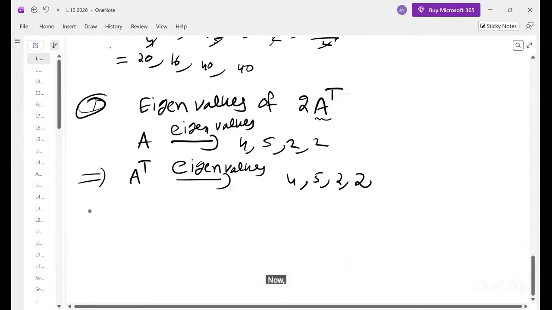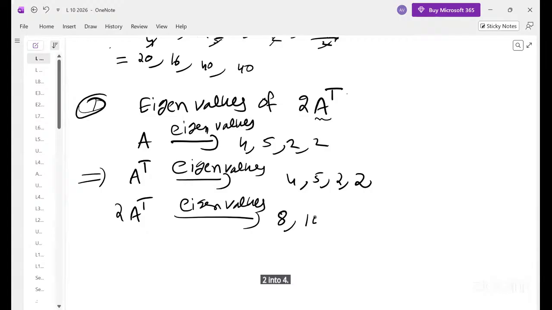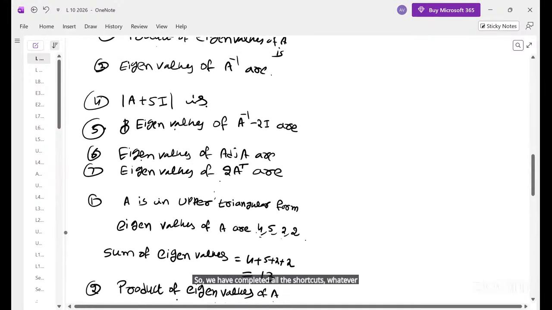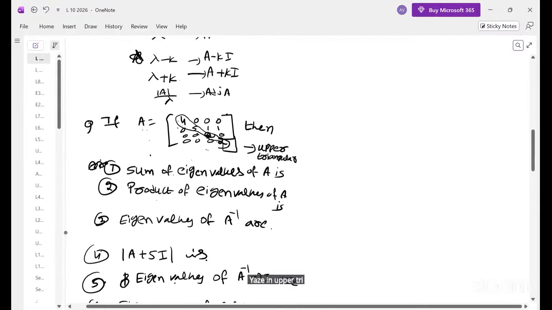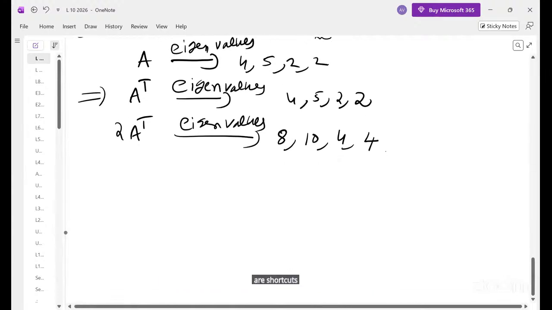Now you want 2A. So eigenvalues of 2A transpose. For this, multiply each and every element by 2, because for KA, eigenvalue is K lambda. 2 into 4, 2 into 5, 2 into 2, 2 into 2. These are eigenvalues of 2A transpose. So we have completed all the shortcuts, whatever we have seen till now. If A is in upper triangular form or lower triangular form or diagonal form, we know how to find eigenvalues and eigenvectors.